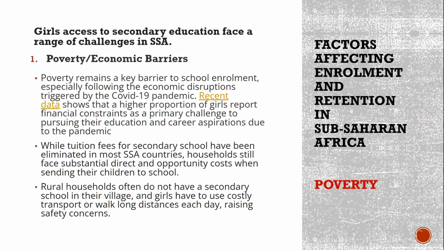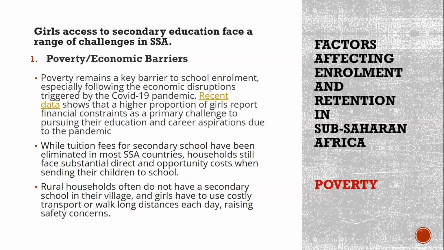Okay, so factors affecting enrollment. I noticed that when we were doing the recap, most of them were already named by our participants. Poverty and economic barriers, whatever you call them, are barriers that are quite entrenched. Poverty remains a key barrier to school enrollment, especially following economic disruptions triggered by COVID-19. And while tuition fees for secondary schools have been eliminated in sub-Saharan countries, households still face substantial direct and opportunity costs when sending their children to school.